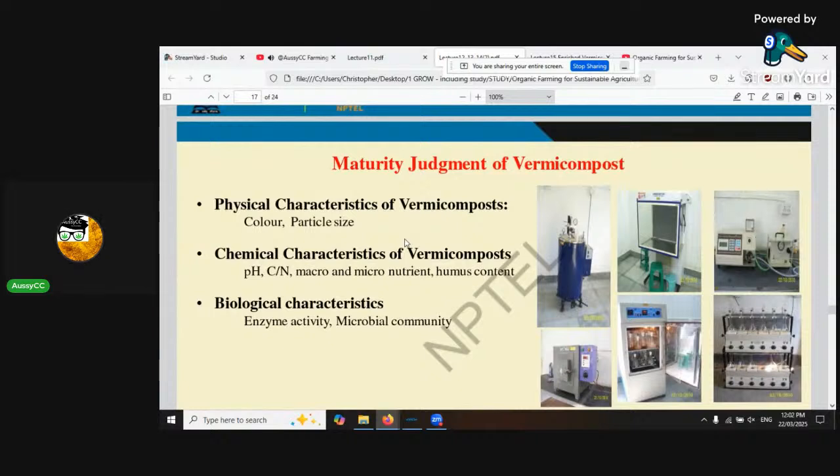Material judgment. Here's how to grade your vermicompost: on colour, particle size, pH, carbon and nitrogen ratio, nutrients, humus content, enzyme activity, and the microbial community. They're the whole things from grading it.